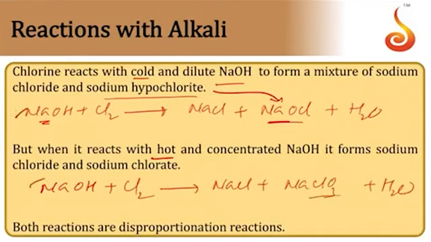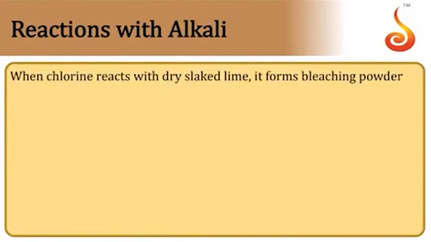Both the reactions come under disproportionation reactions. We can see that the oxidation state of chlorine is increasing as well as decreasing. From the 0 state, it becomes -1 and +1 in this case. In the other case, it becomes -1 and +5. So both the reactions are examples of disproportionation reactions.